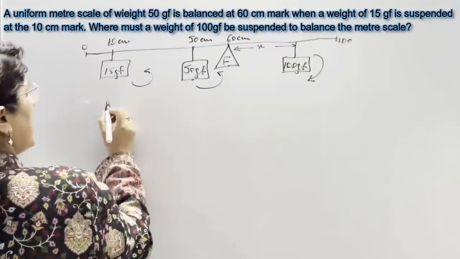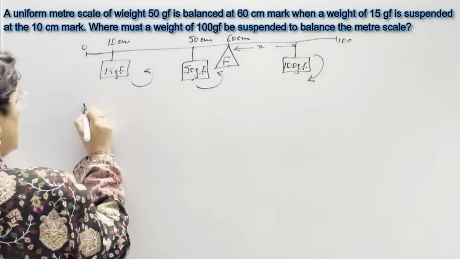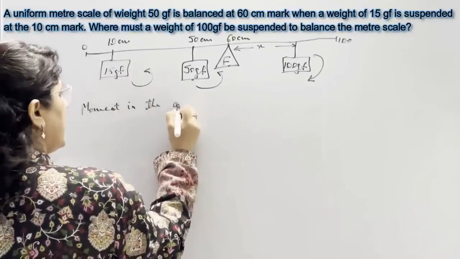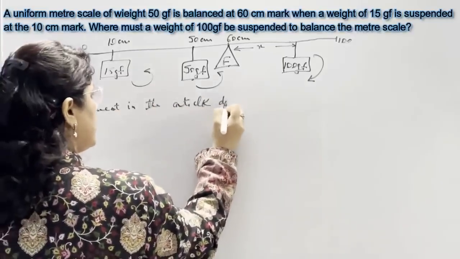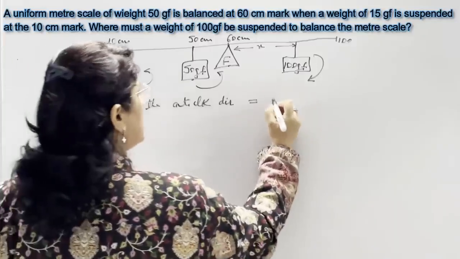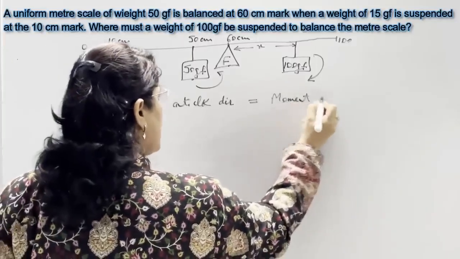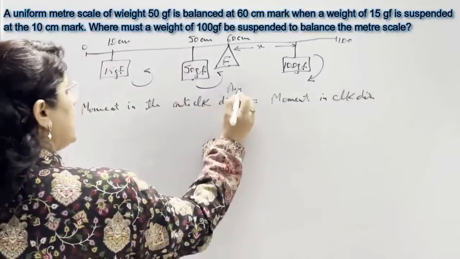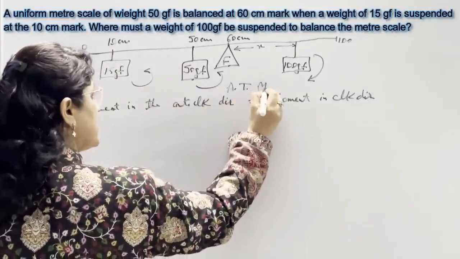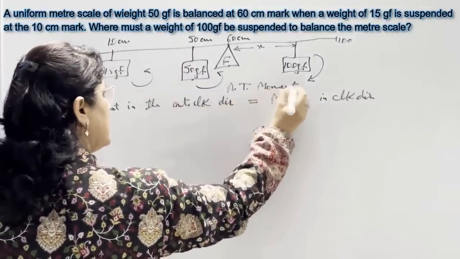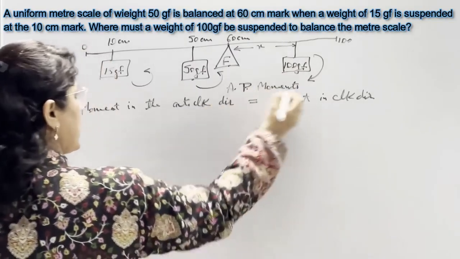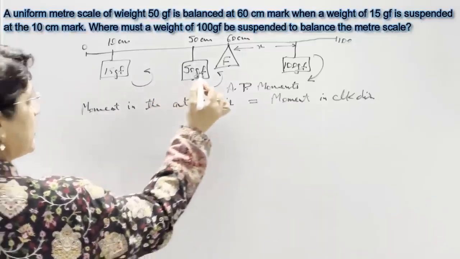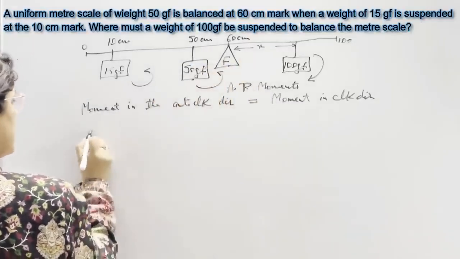So, according to the principle of moments, the moment in the anti-clockwise direction should be equal to the moment in the clockwise direction. According to the principle of moments, you should write this statement in each and every numerical of this type. Now, the anti-clockwise direction. This is the weight 50 GF.